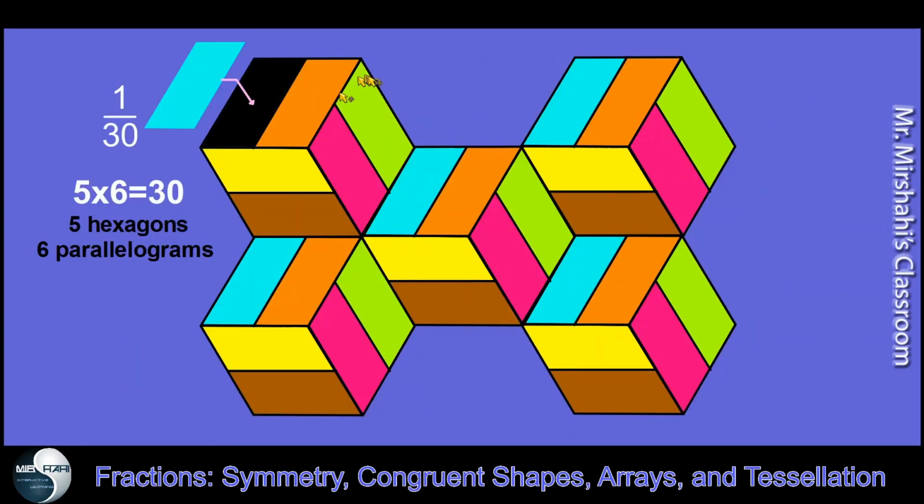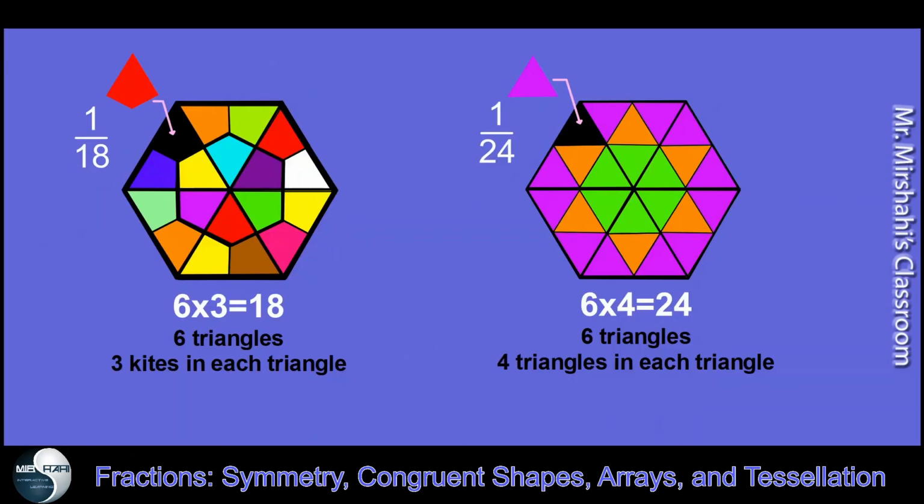Here I have another interesting design. Again, this is tessellation. I used parallelograms here. Now, if you look, I have 5 hexagons, 1, 2, 3, 4, 5. And each hexagon has 6 parallelograms. So 5 times 6 is 30. So that's 1/30th of the whole design. Let's move on to the next.